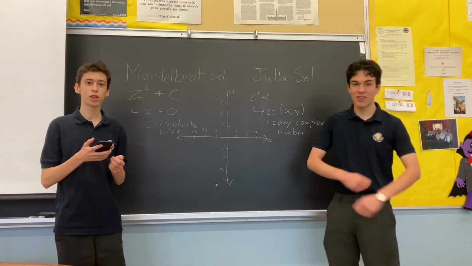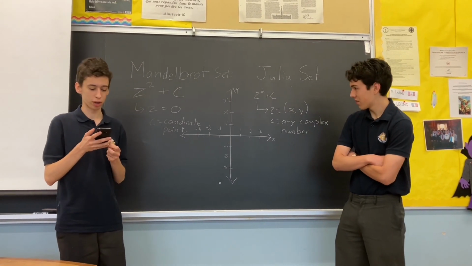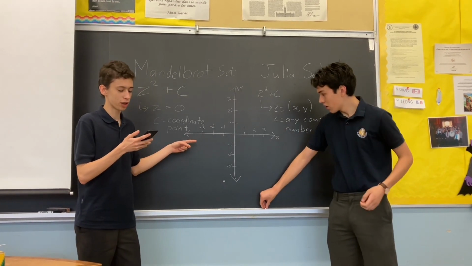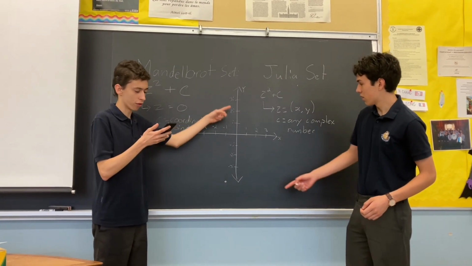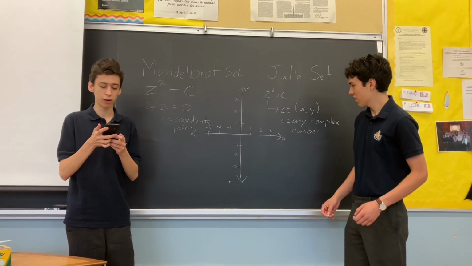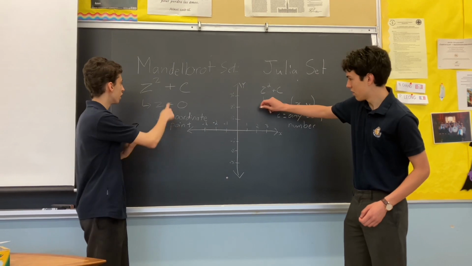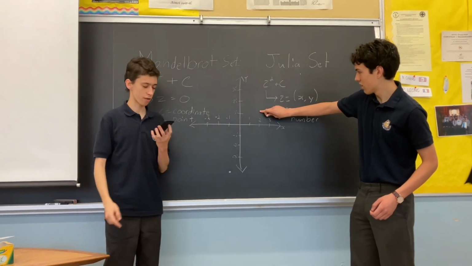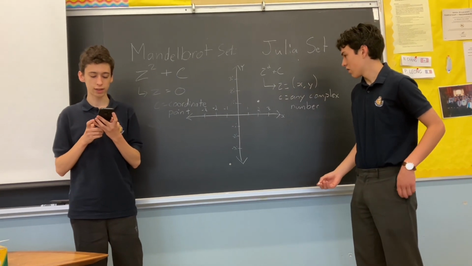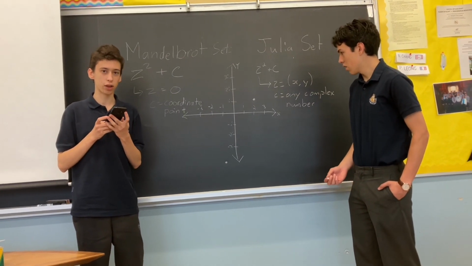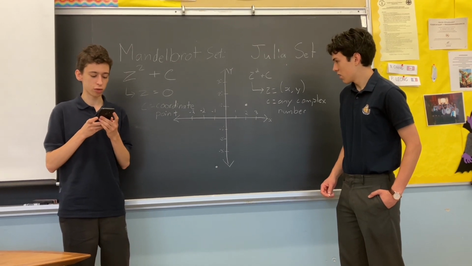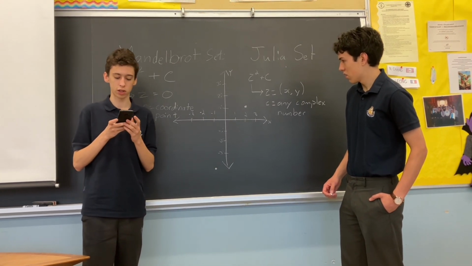So, first, start with a complex number plane, with the real numbers on the horizontal axis and the imaginary numbers on the vertical axis. Then choose any point on this graph and iterate it multiple times with the equation z squared plus c. You would do this by starting with z equal to 0 and setting c equal to the point on the graph. Then, after each iteration, set z equal to the result from the previous calculation.